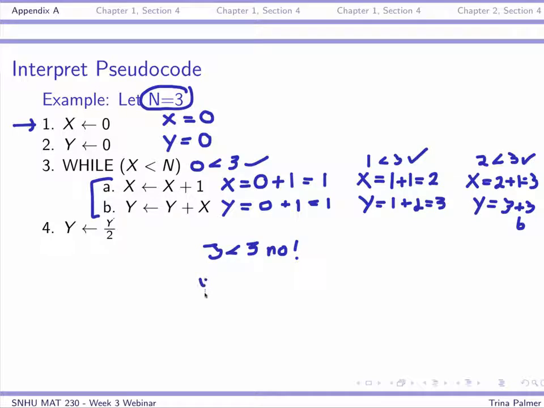Step 4 says y, the storage place y, is now going to contain my most recent y value, which is 6, divided by 2. So 3. So the output would be a 3 value for my y. Are there questions on that pseudocode? Okay. So let's go to the next thing.